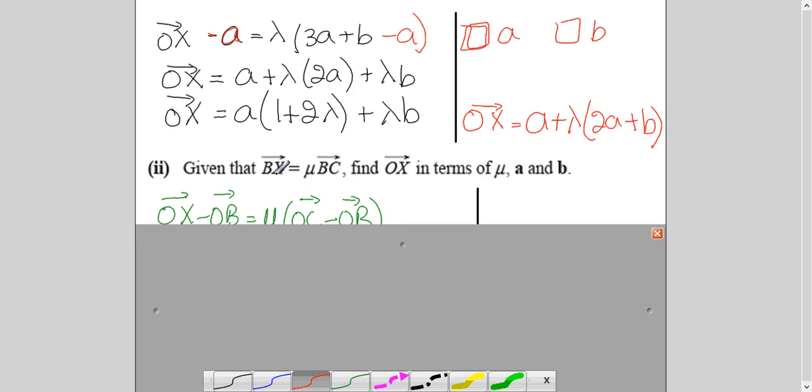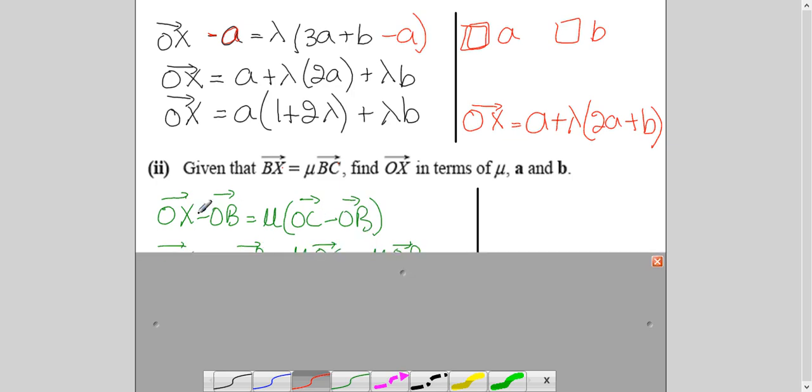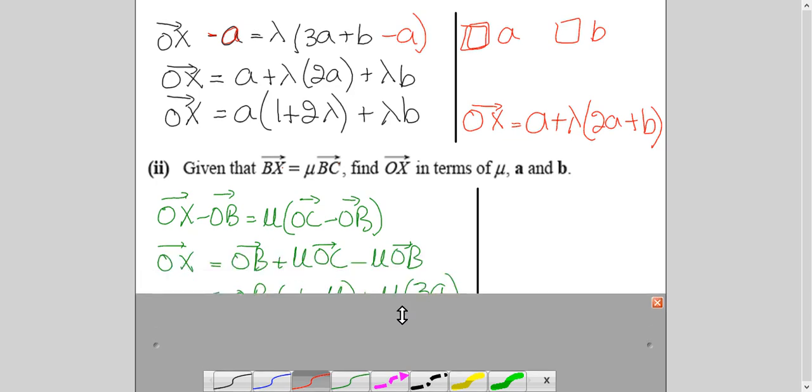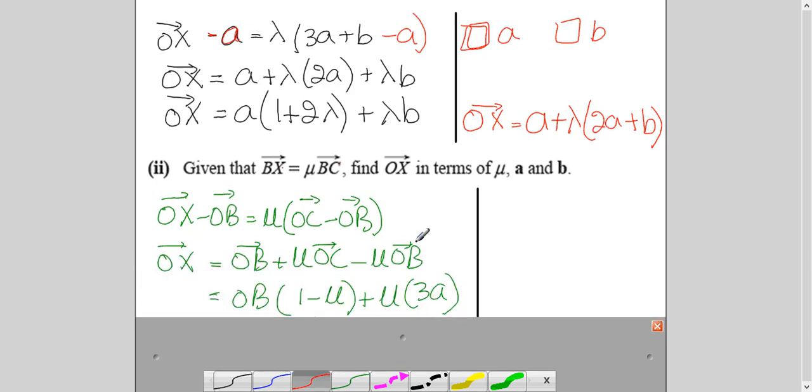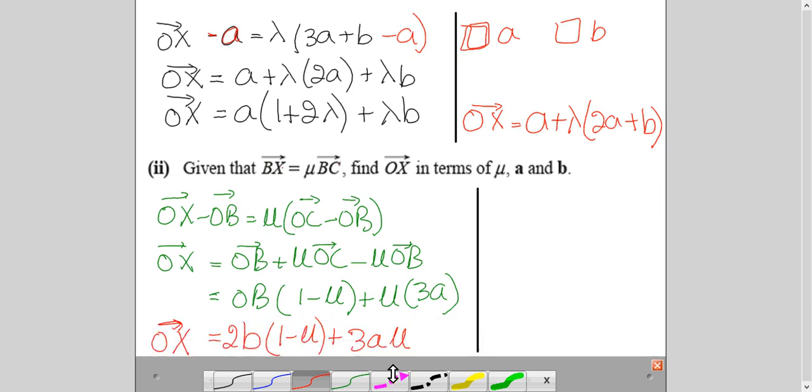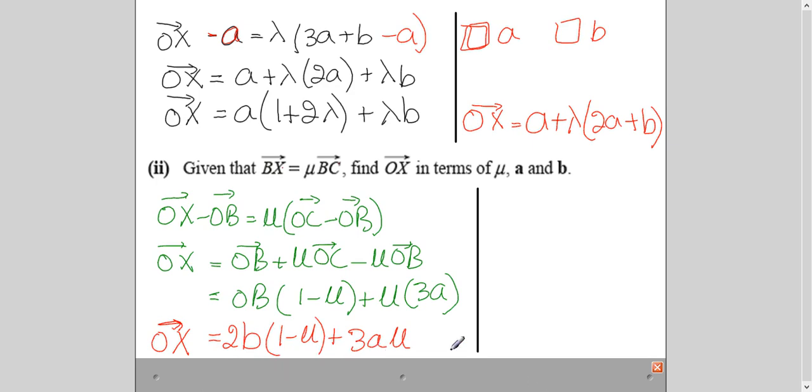We will break it up into position vectors, second minus first, second minus first. So OC minus OB and OX minus OB. I'll bring it to this side, and I will substitute the values here. OB is equal to 2B and 1 minus mu. Now again, if you see, I have not taken mu common. I have taken it in terms of A and B.